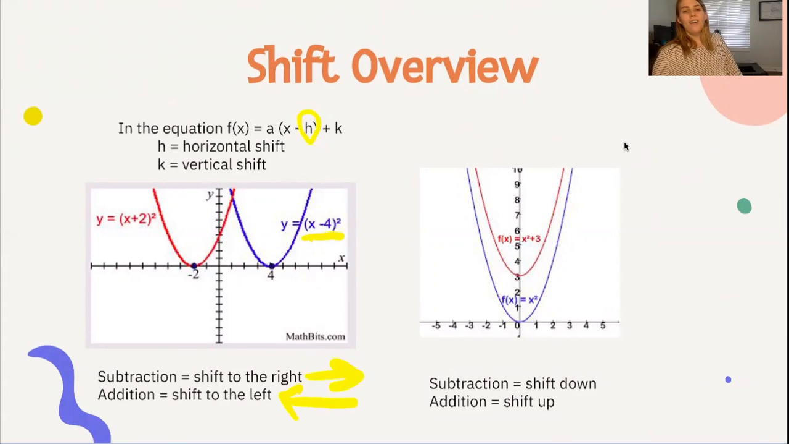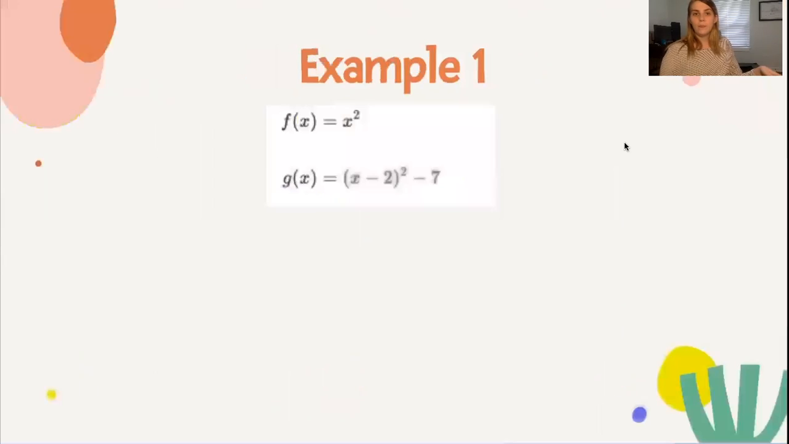On our k value, this is that final value. If we're subtracting, we're shifting down. If we're adding, we're shifting up. So notice that plus 3 is above just x squared. Plus goes up, minus goes down. That is the same as what you should be used to.